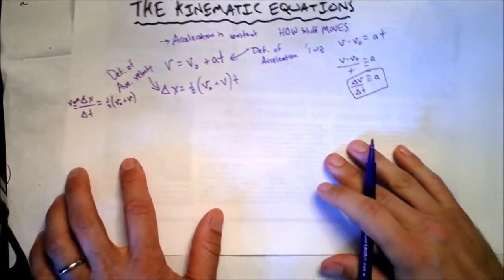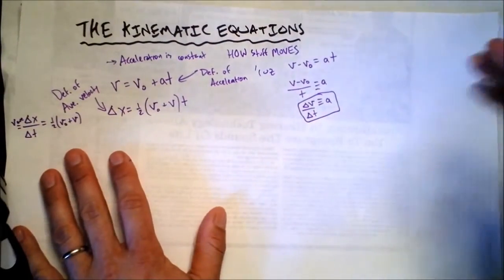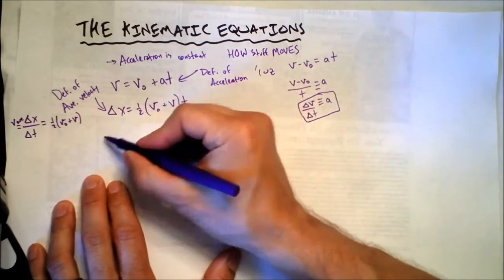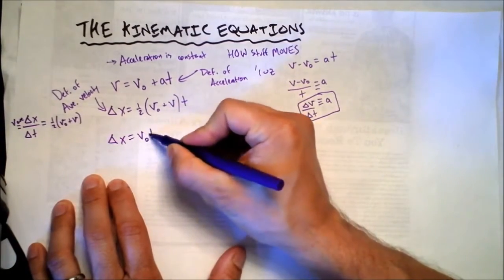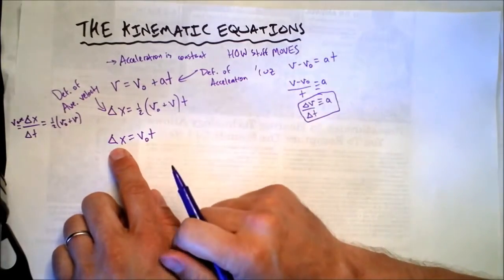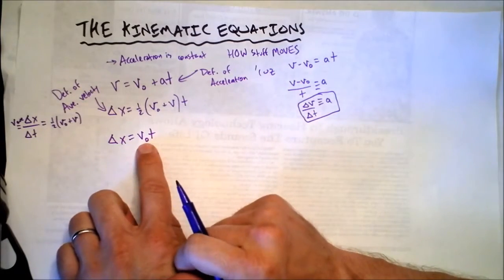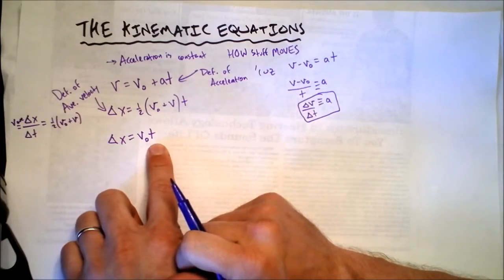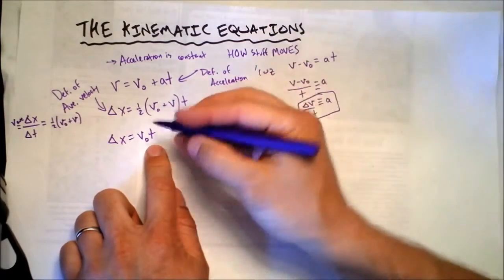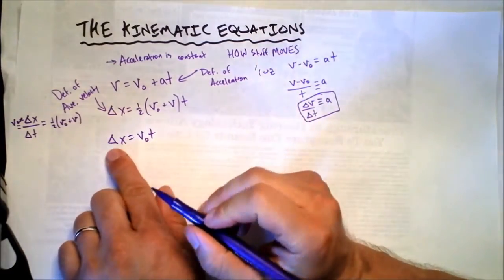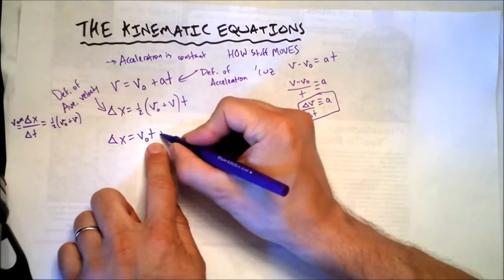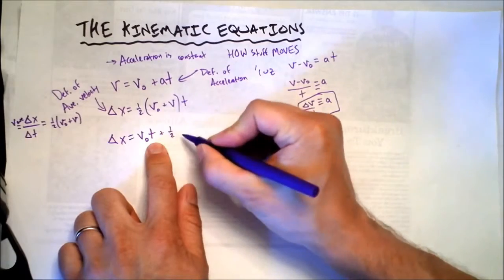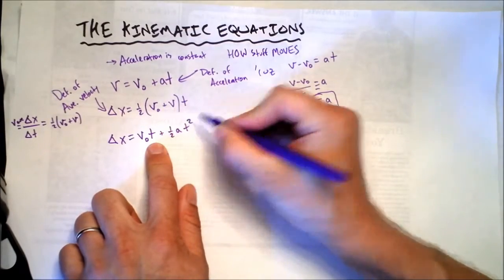You have to be very careful with that. The next kinematic equation that we'll address is delta x is equal to v naught times t. This says that how far you've gone is how fast you were going times time. And of course, if there's no acceleration at all, this is how far you've gone: how fast you're going times how long you've been going. But if there's acceleration, we have to add one more term, plus 1/2 acceleration times time squared.